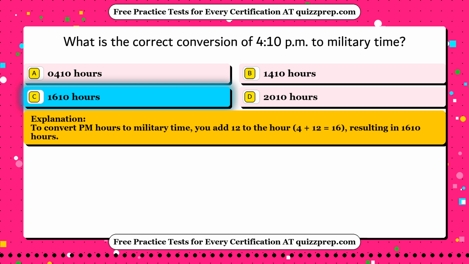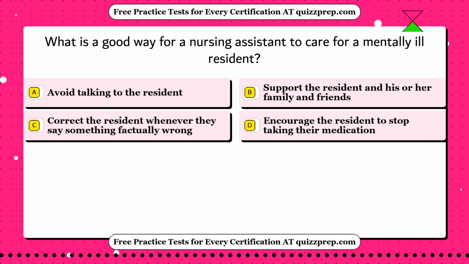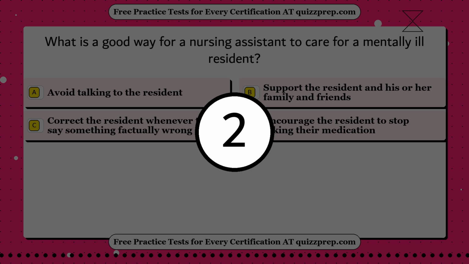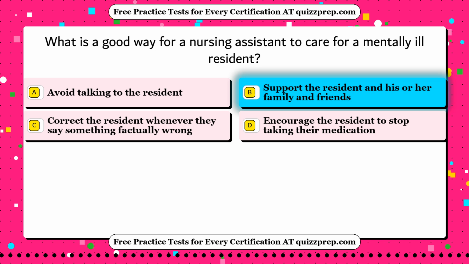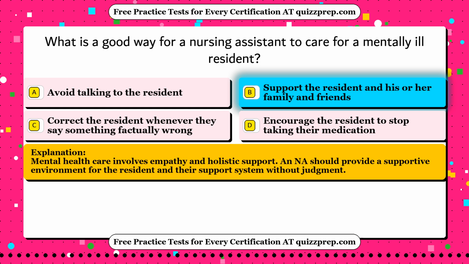Question 55. What is a good way for a nursing assistant to care for a mentally ill resident? Option A, avoid talking to the resident. Option B, support the resident and his or her family and friends. Option C, correct the resident whenever they say something factually wrong. Option D, encourage the resident to stop taking their medication. The correct answer is option B, support the resident and his or her family and friends. Mental health care involves empathy and holistic support, and NA should provide a supportive environment for the resident and their support system without judgment.